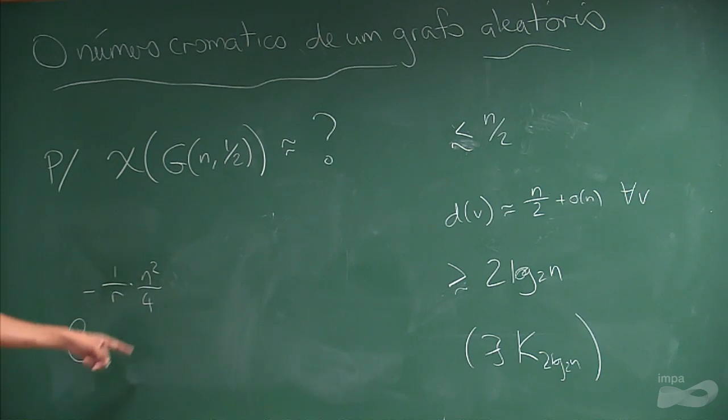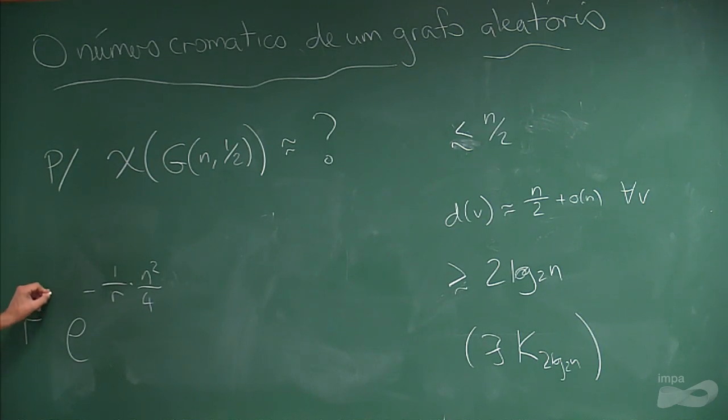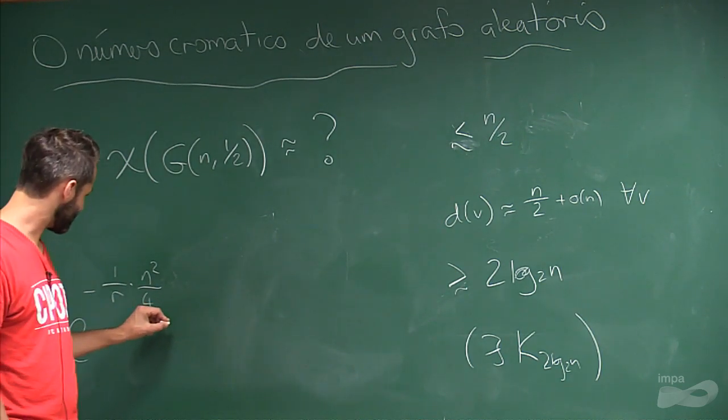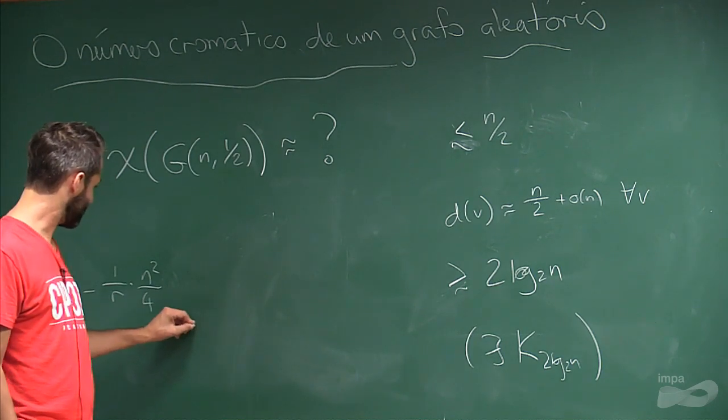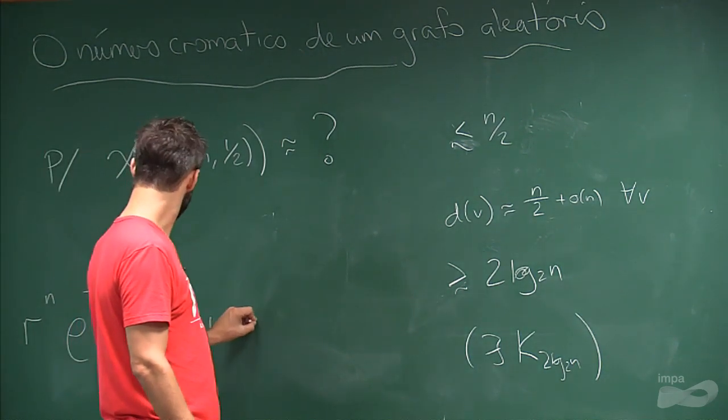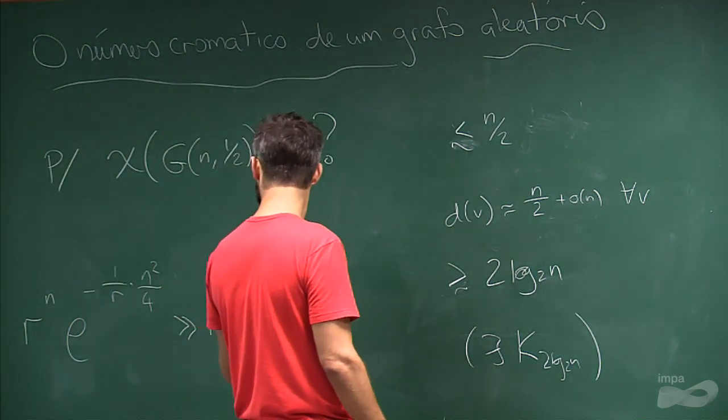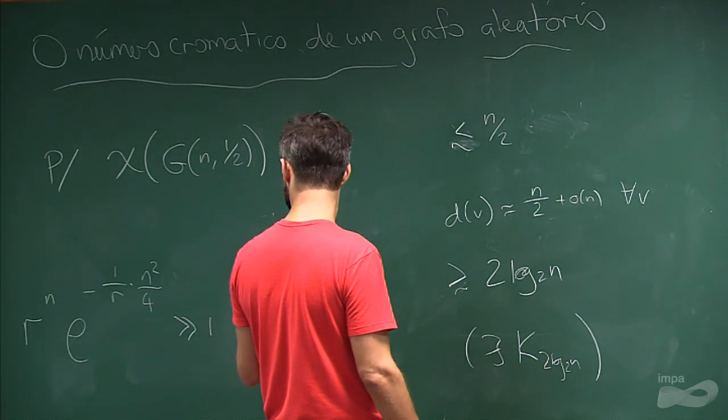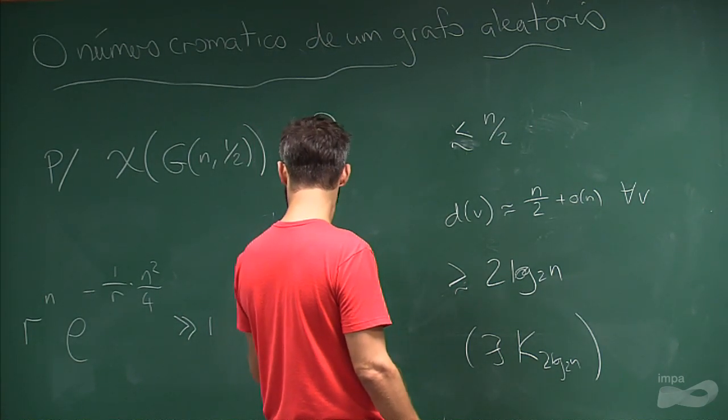So the probability for a particular coloring. How many colorings do you have? R to the n. So the expected number of colorings with no monochromatic edge might be roughly this. So this is big if R is like n over log n or something.